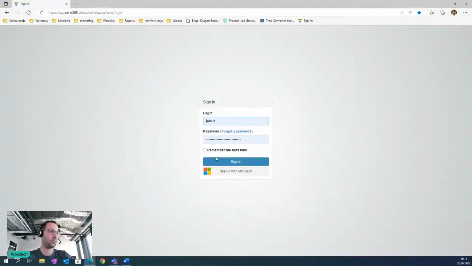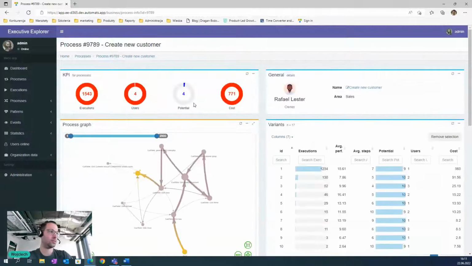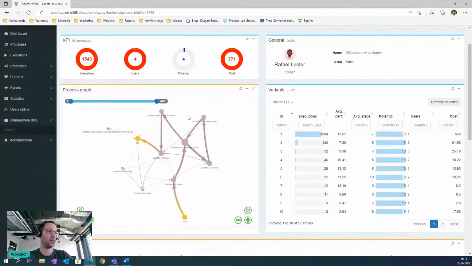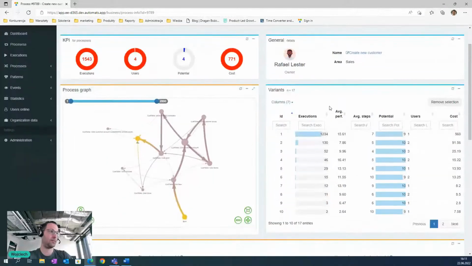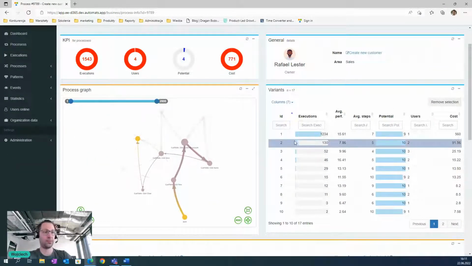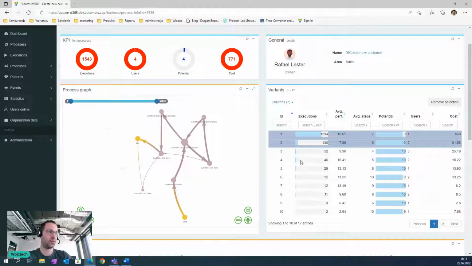So, right, oh, I'm sorry, it just locked me out. So yeah, you can see here that this is creating a new customer, right? You can see the specific KPIs, but we can see all executions, right? This process, obviously, the ERP system is so complex that you can execute a specific process in many different ways, right?